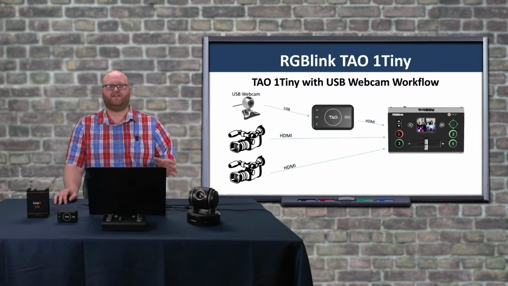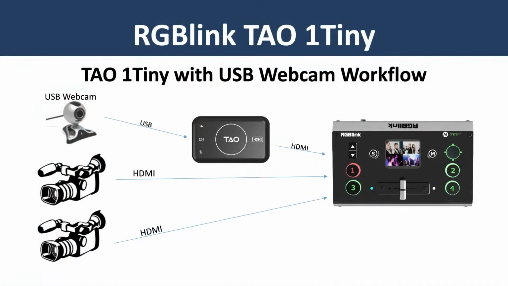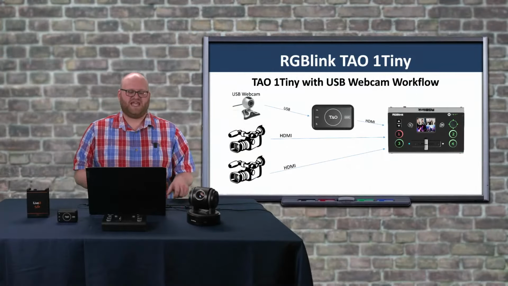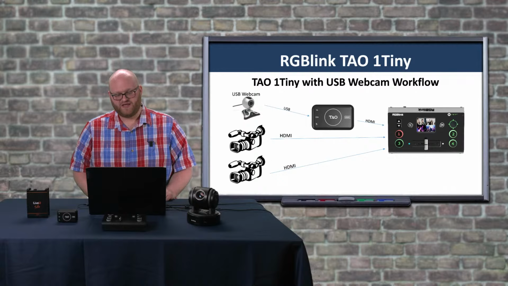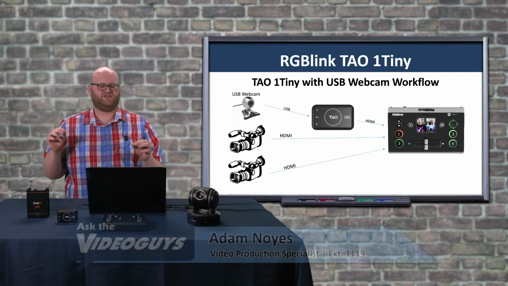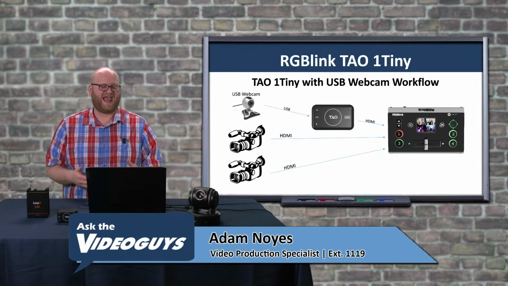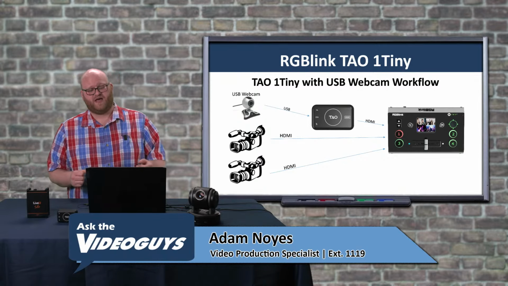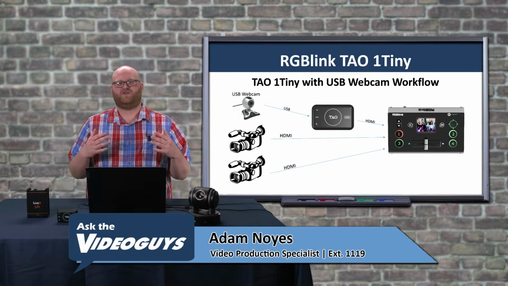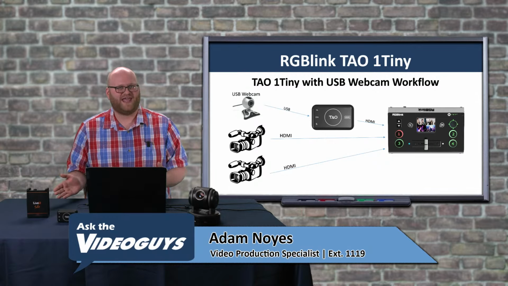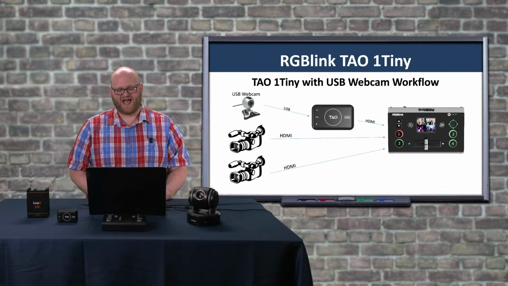Now here's a good workflow of what you're talking about: the Tau 1 Tiny with USB webcam workflow. What you would do is plug your two cameras, as you see, via HDMI into a product like the RGB Link Mini. Then you take your webcam, which is always via USB, plug that into the Tau 1 Tiny, and plug the Tau 1 Tiny into your RGB Link Mini or your video mixer via HDMI. It doesn't have to be the RGB Link Mini, but we recommend that one. Now you have that third camera. You don't necessarily need to spend thousands of dollars on a new camera. You can just use the webcam that you already have.